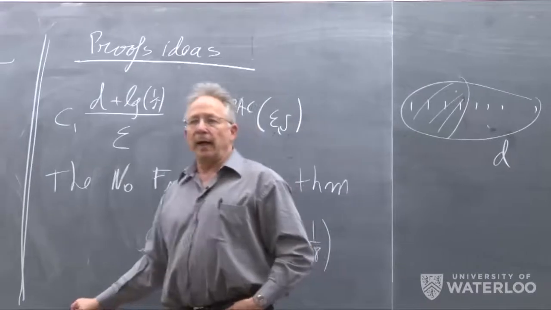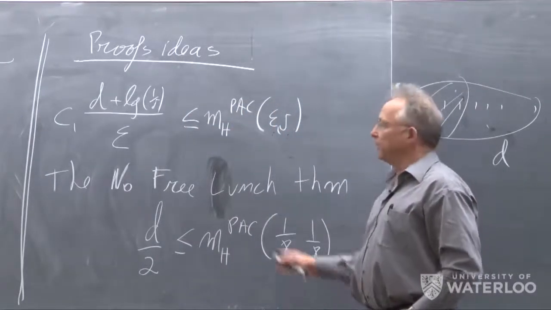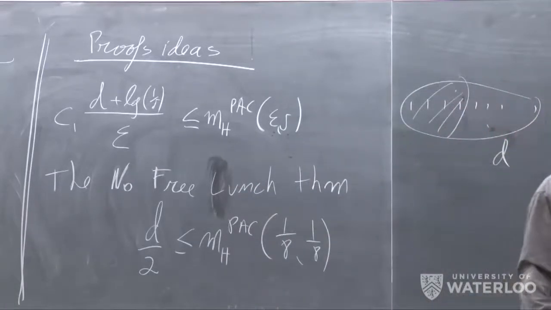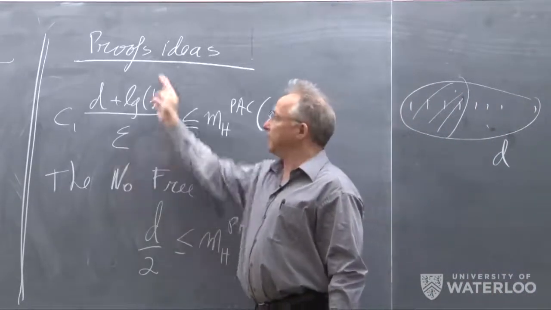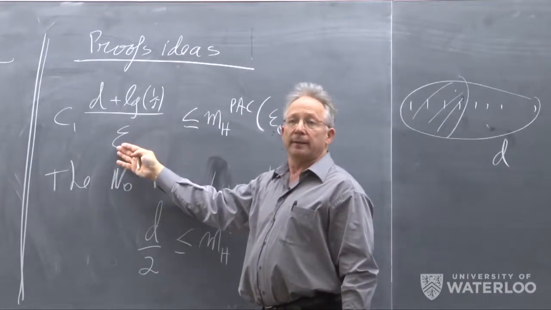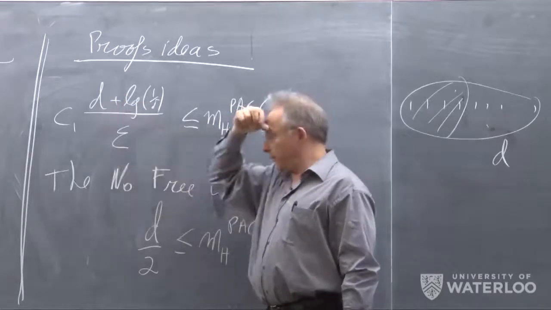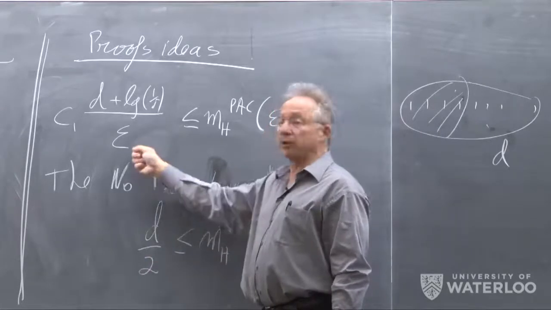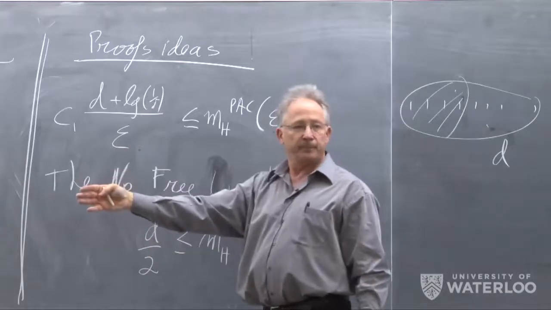Okay, so now what is missing between the result that we already have and the result that we want to have? Note that as epsilon goes down towards 0, this number grows to infinity. If I divide by 0.01, it is like multiplying by 100. So I have to show you that not only do I need at least D over 2, but if I want precision roughly 0.01, I need 100 times D.